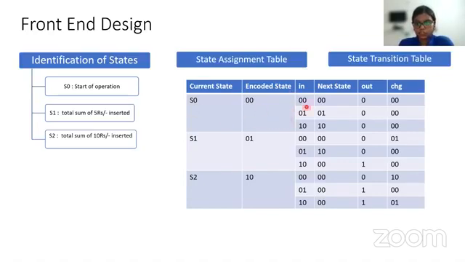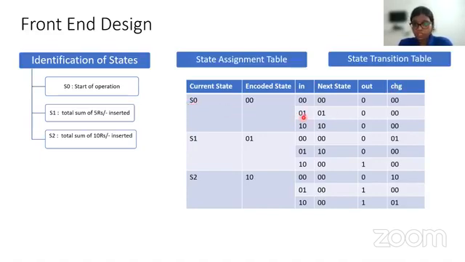At S0, if we are not providing any coins, meaning my input is 00, in that case the machine will not be moving to the next state. It will be remaining in the same S0 state itself. 00 here represents the S0 state. So it will be remaining in the S0 state. There will be no output and there will be no change. Out here represents that the product is dispensed, and change here represents that the remaining money has been returned to us as change.